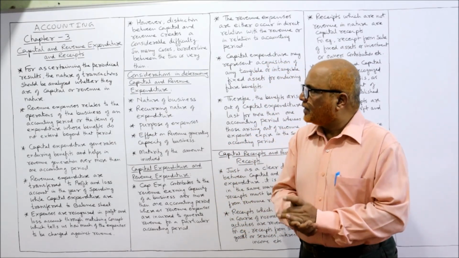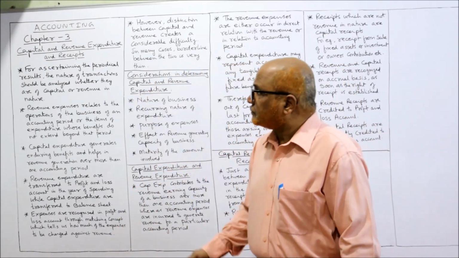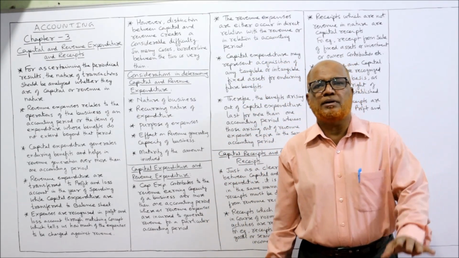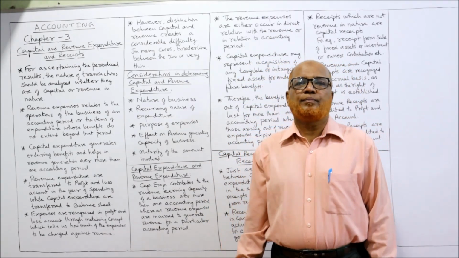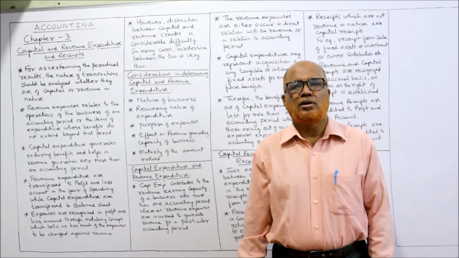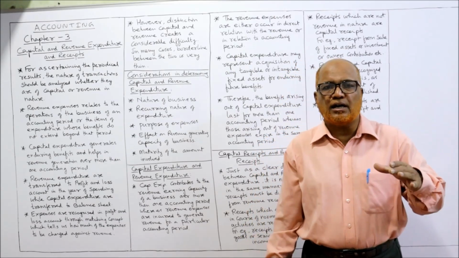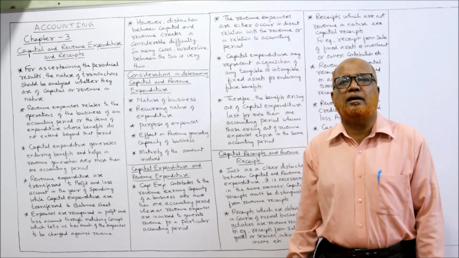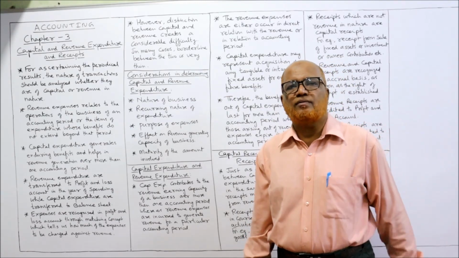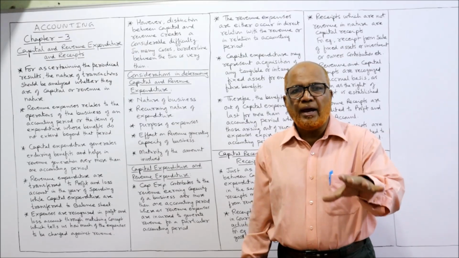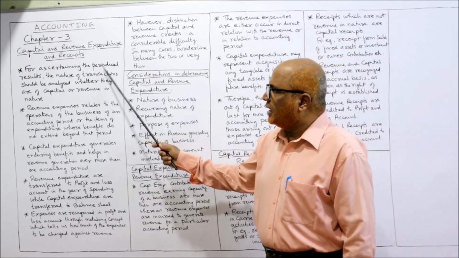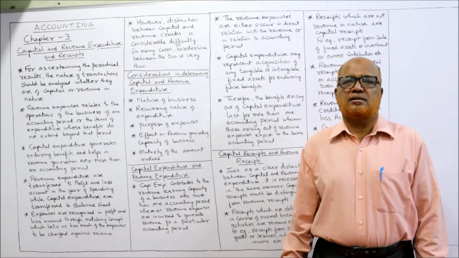Right? Now, first of all, for ascertaining the periodical results, means the financial statements, two statements are there. One statement is profit and loss account, that is income statement, to find out how much profit the business has earned during the accounting period. And secondly, balance sheet, the statement which shows the financial position of the business. So in order to make these periodical results in the form of profit and loss account and balance sheet, the nature of transactions should be analyzed.